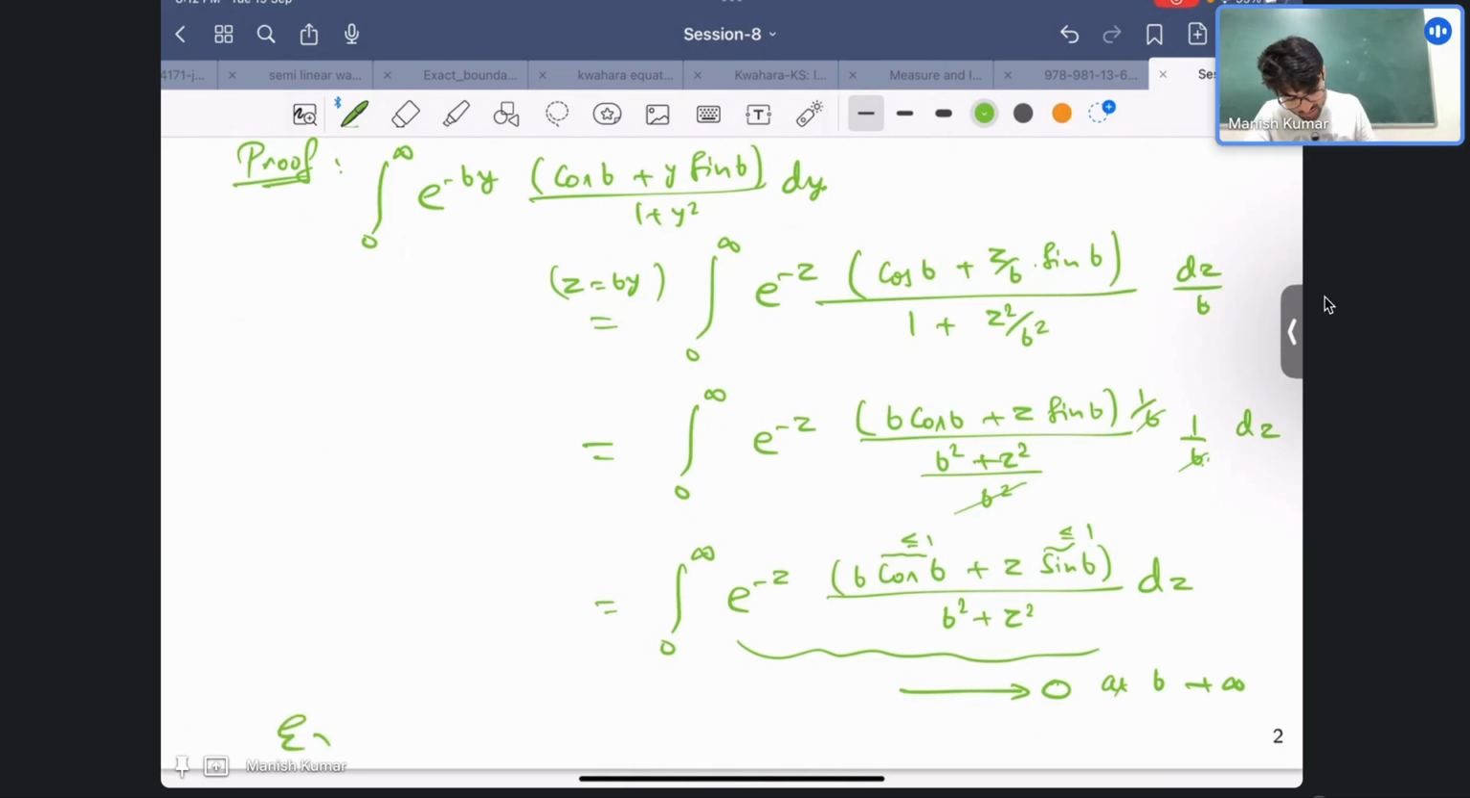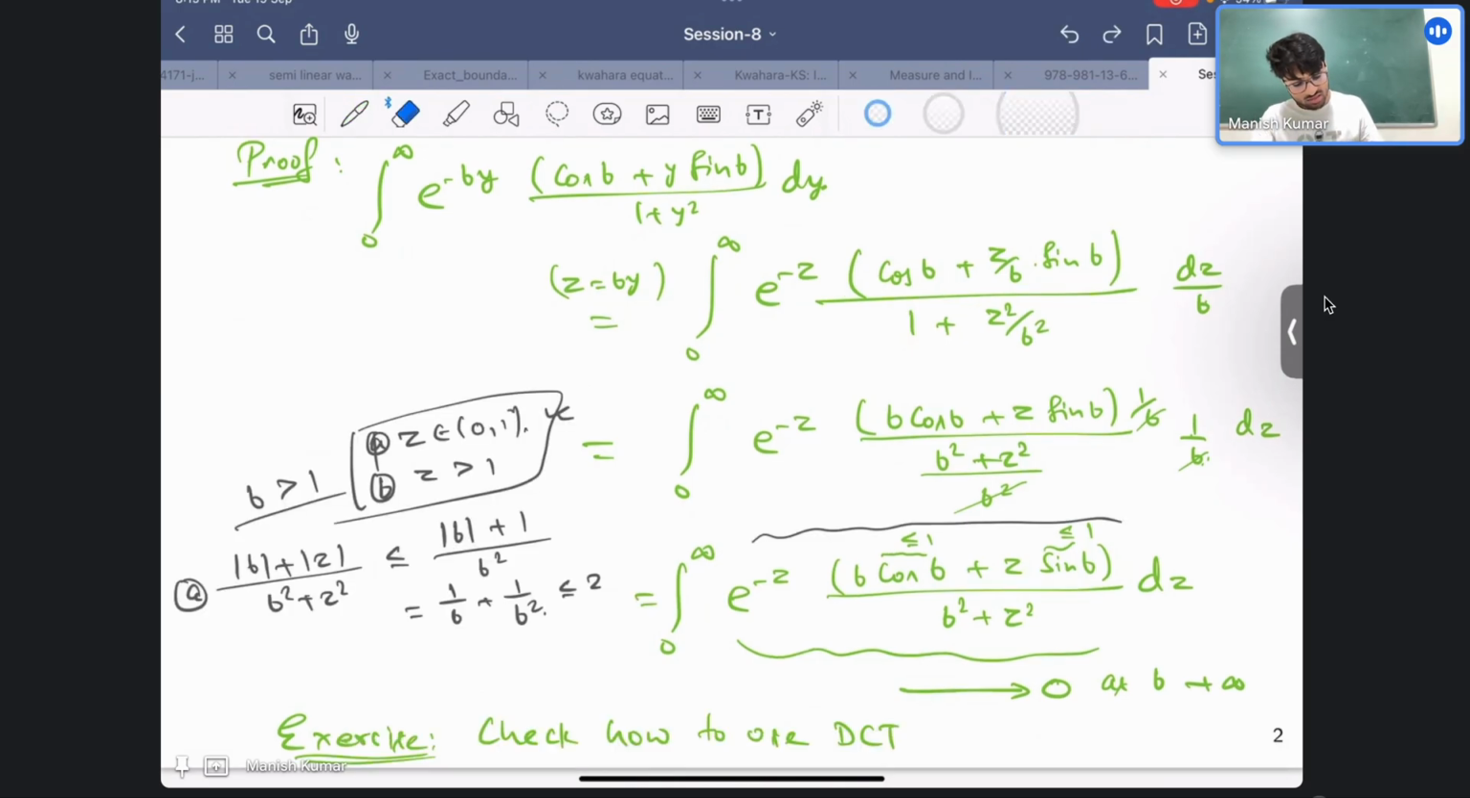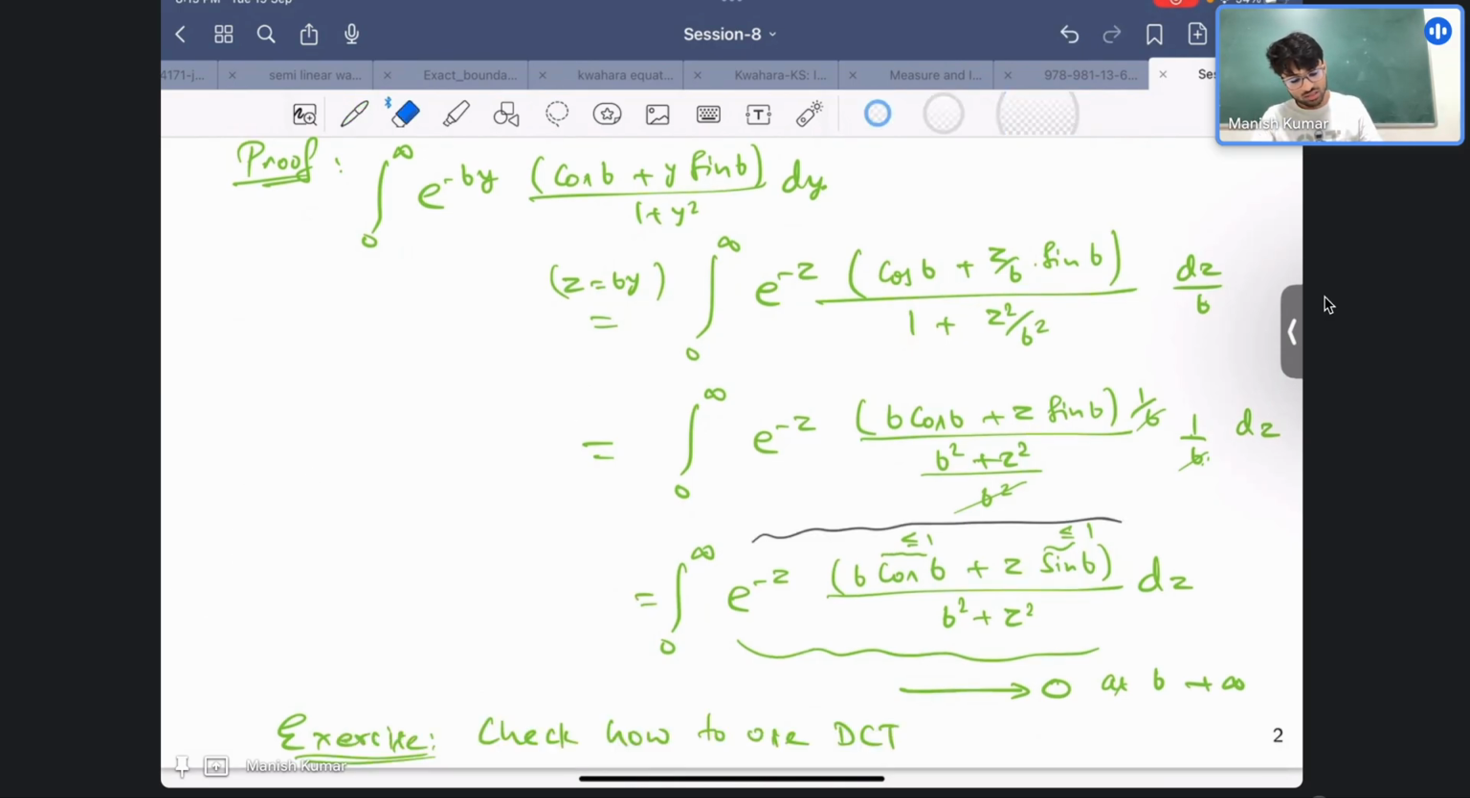The domain you see here is 0 to infinity, right? If you get a constant function m, suppose you prove that mod g is less than or equal to m for this whole function g, then this is not enough, because m is not in L1 of 0 to infinity, so you cannot use DCT. You have to find some other function g tilde of x which is in L1, which is integrable. So you try to look for that.